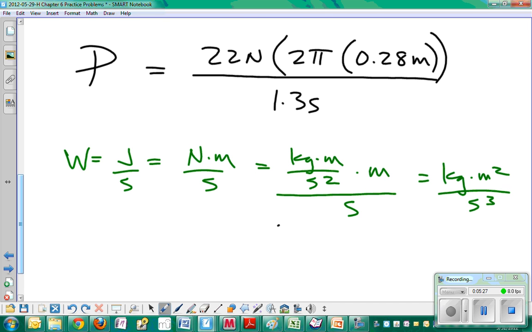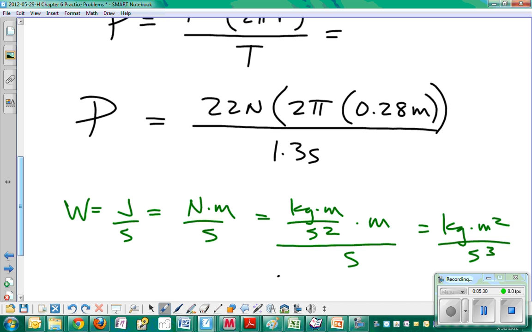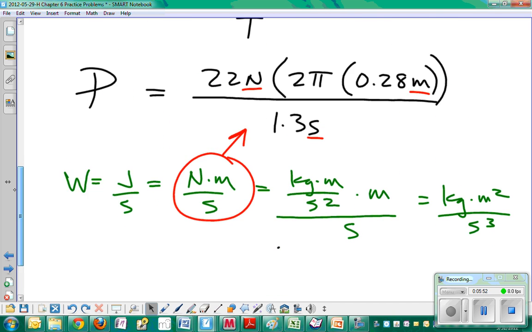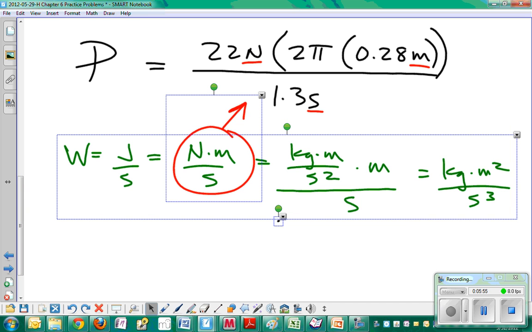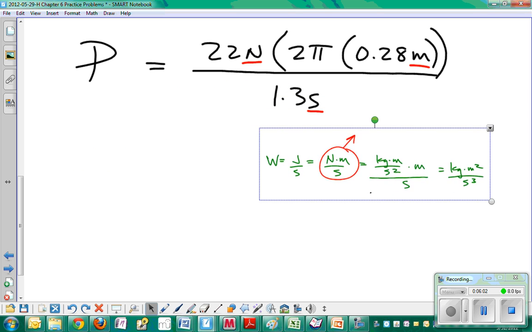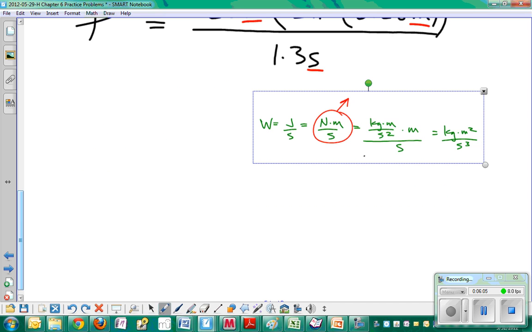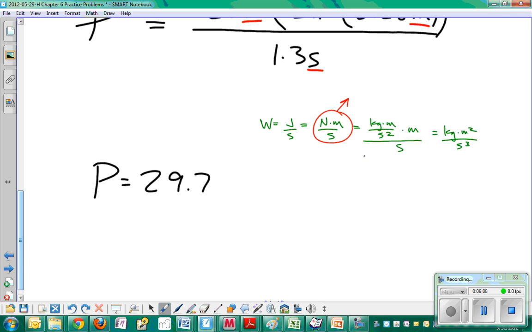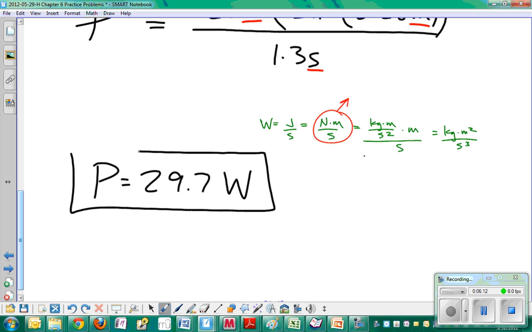Now let's see how we're doing. We can see from this step here that we have newton meters per second, and if we broke that all the way down, we get kilogram meters squared per second cubed. So we can be confident that we've got this set up correctly because it's dimensionally consistent with what we need for power. Now plugging all that in, what do we end up with? 29.7 watts. So power is equal to 29.7 watts.